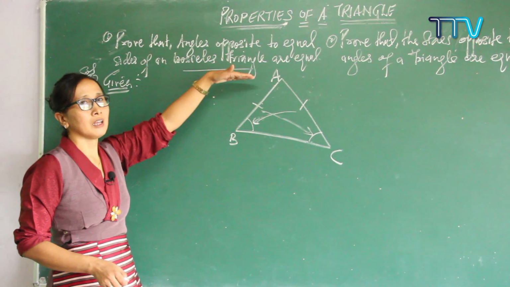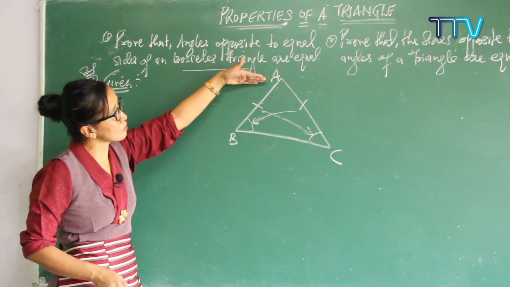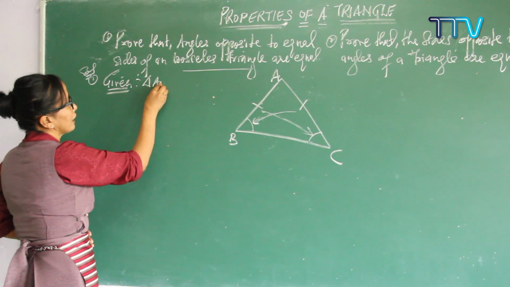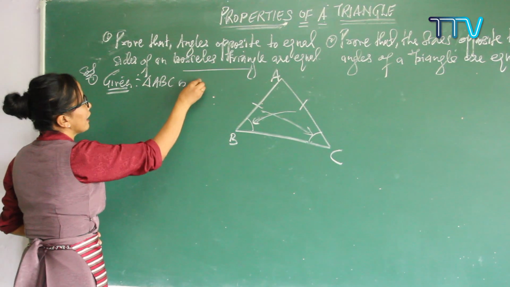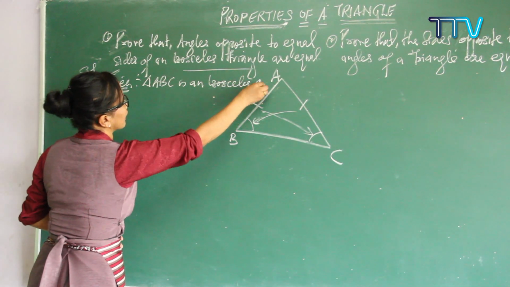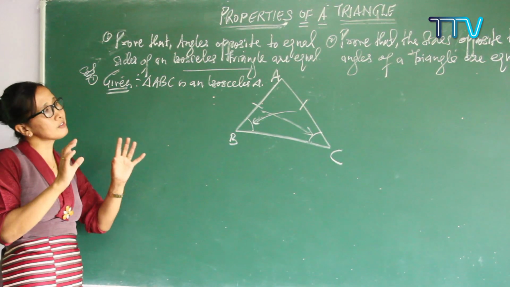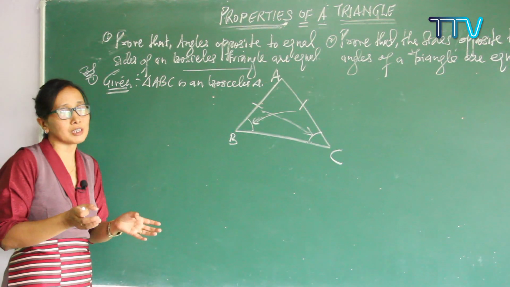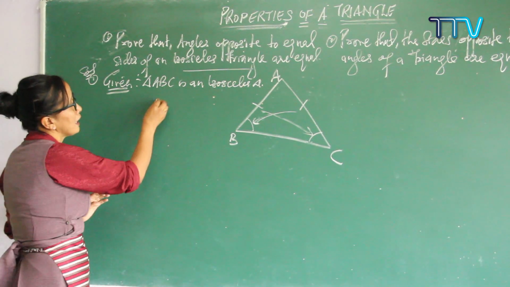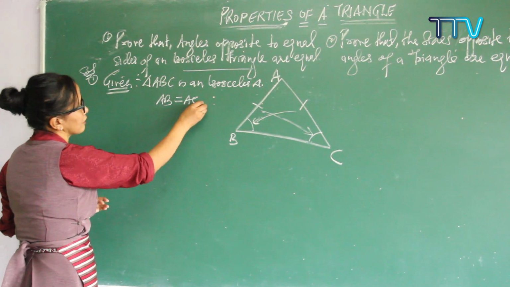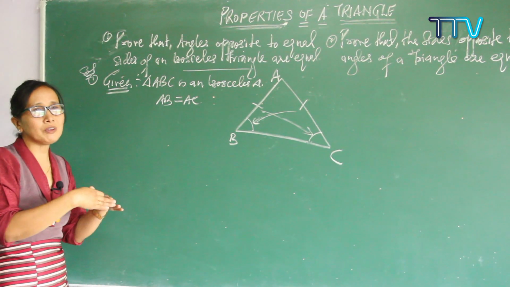What else is given? Isosceles triangle is given. So we know that triangle ABC is an isosceles triangle. If this triangle is an isosceles triangle, it means two sides are equal to each other. So that is given here: AB is exactly equal to AC. That is given.